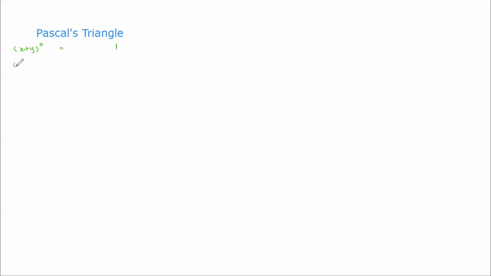Now if x plus y is power 1, this one, power 1, is still equal to x plus y, correct? So we write it down here: x plus y. Okay, and the next one is power 2, x plus y, power 2. This one is going to be x squared plus 2xy, a formula you learned before, plus y squared.